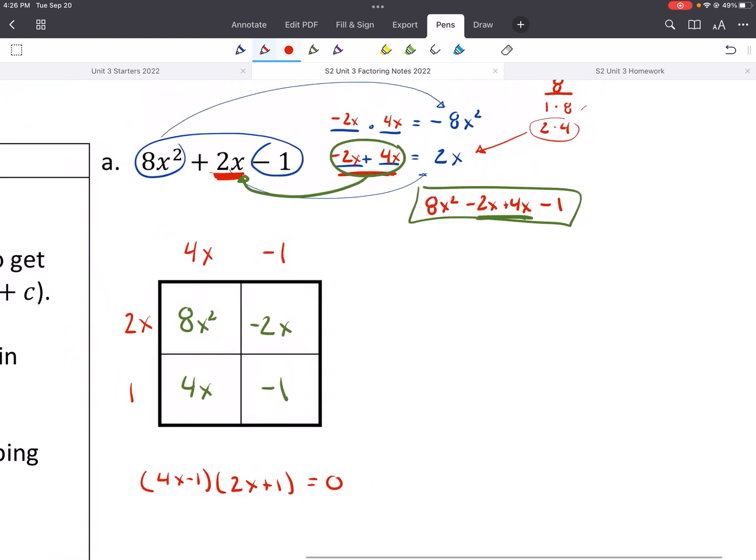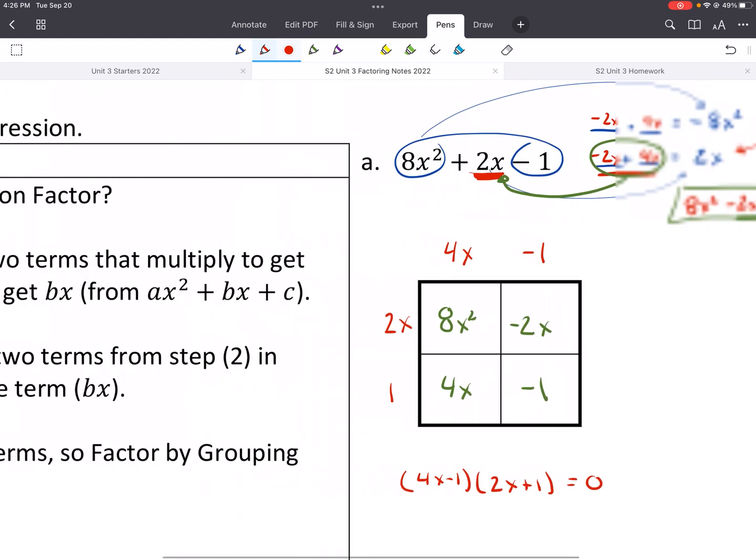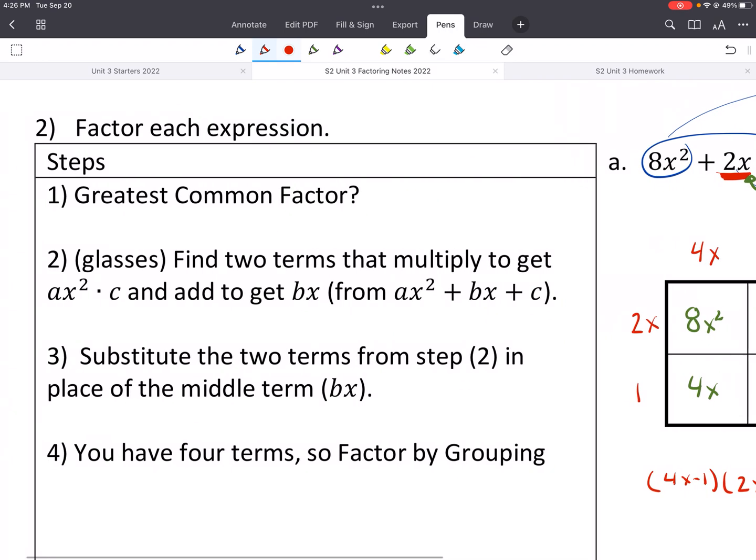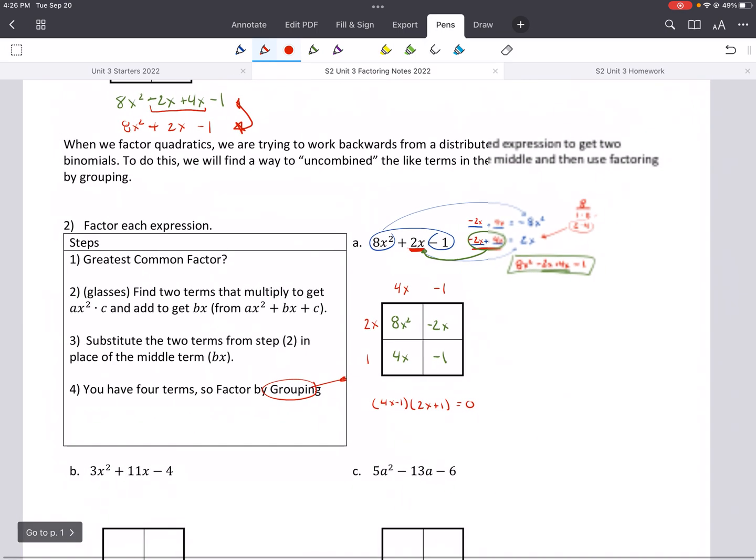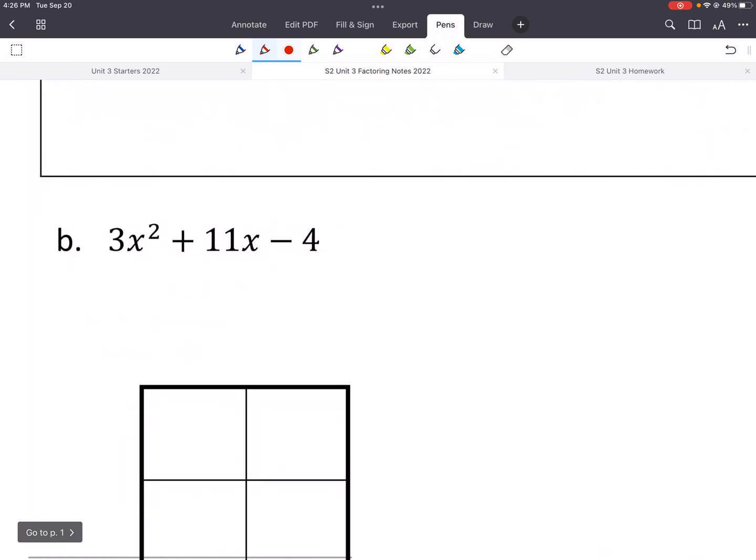And we're good to go. Okay, so if you need it, here's kind of like the steps on how we do that. When I say grouping, it means that's where we plug in the 4 terms into the box. All right, so let's try another one.